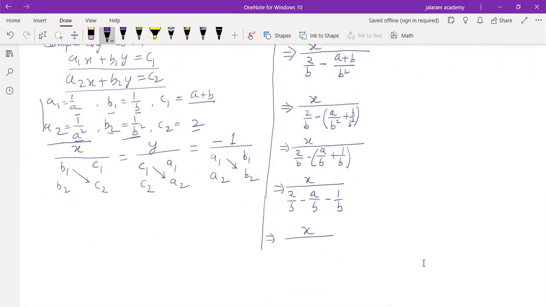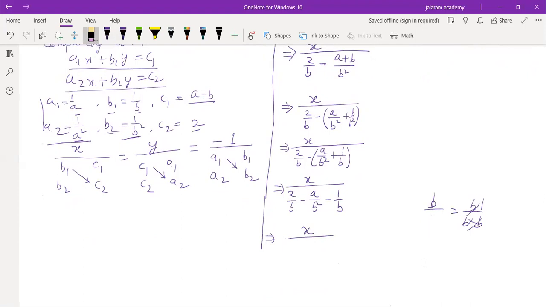Sir, how have you cancelled the b? Where? It is b by b square. B square means b into b, so one of the b will be cancelled out. The answer is 1 by b. Is that clear to you? The answer a by b. Sir, it is also the same, b square thing. Read it properly.